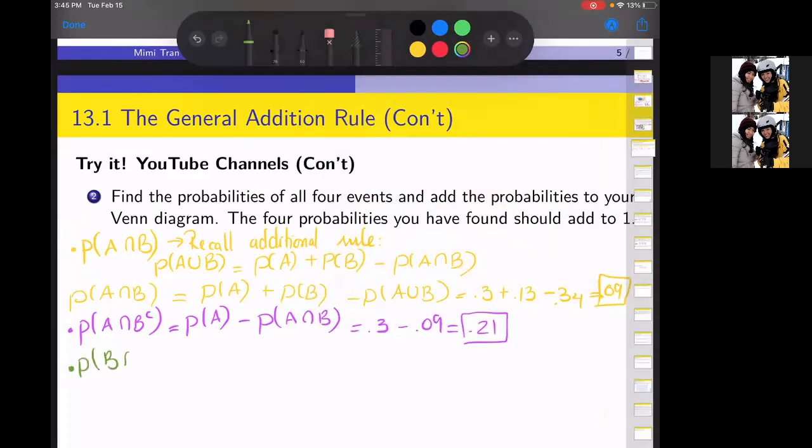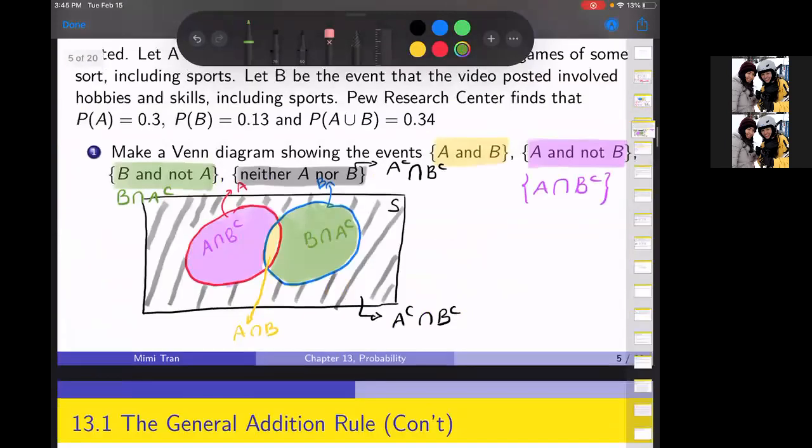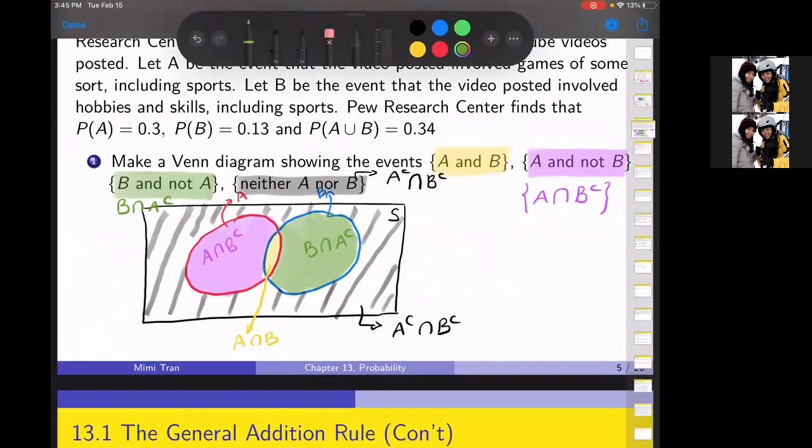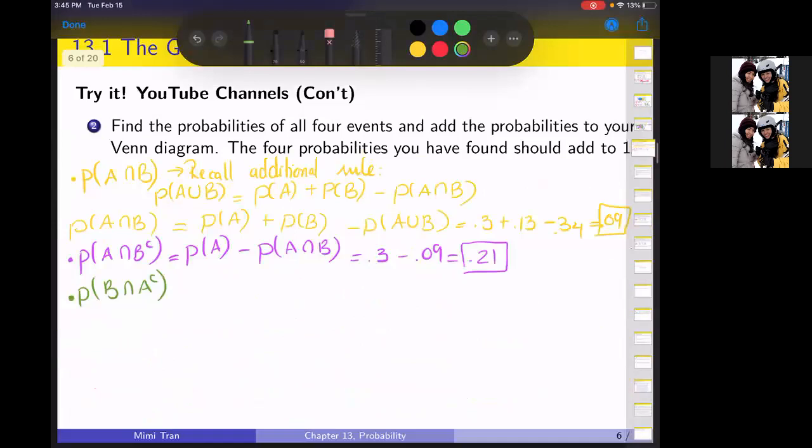P of B and not A. Oh, it's right there. That's the picture. But I'm gonna scroll back up so people can see the picture. So that's where you're gonna calculate.